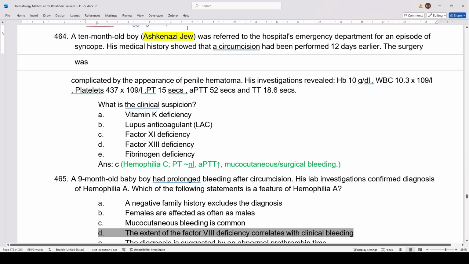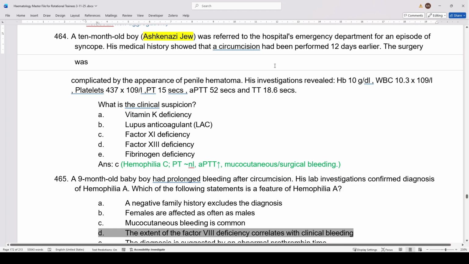Okay, a 10-month-old boy, Ashkenazi Jews. Whenever this population is given, just think of hemophilia C, factor 11 deficiency. Just a clue. Next, we will see. He is referred to the hospital's emergency department for an episode of syncope. His medical history shows that he had circumcision performed 12 days earlier. The surgery was complicated by the appearance of a penile hematoma.